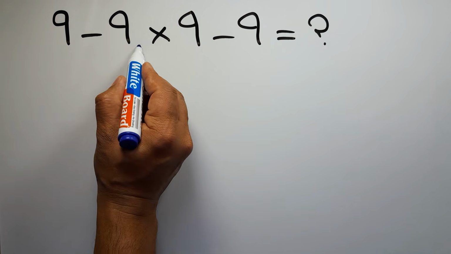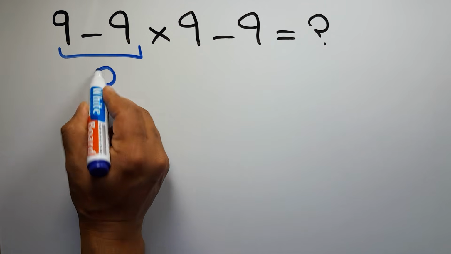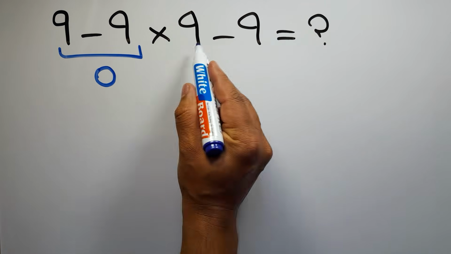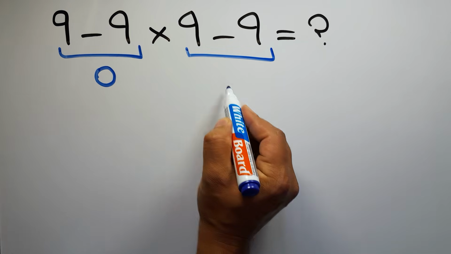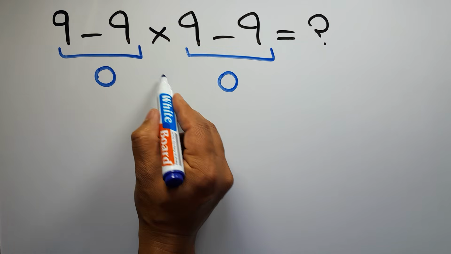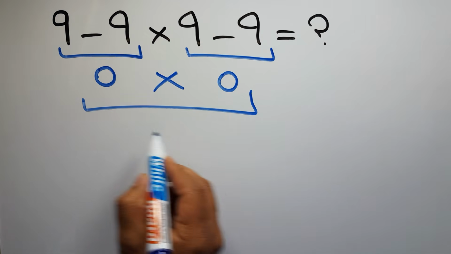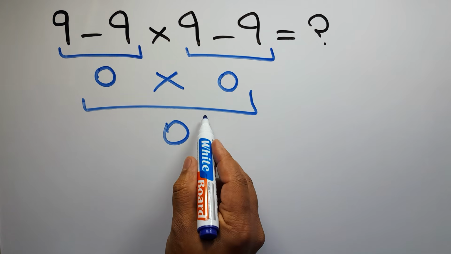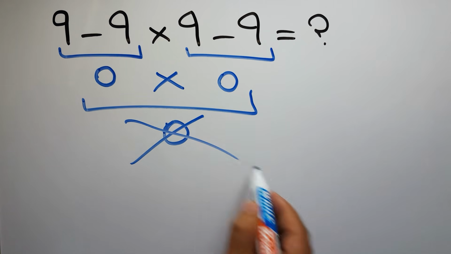9 minus 9 gives us 0. And again here we have 9 minus 9. So 0 times 0 is just 0. But this answer is not correct.